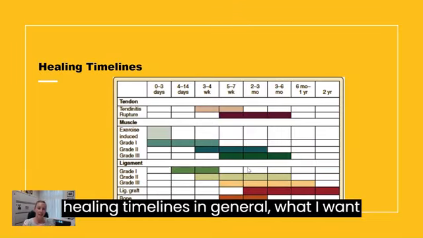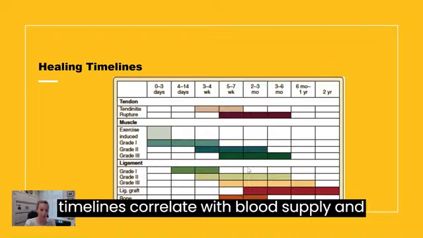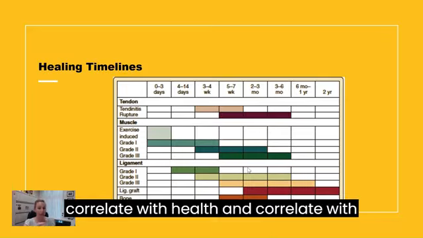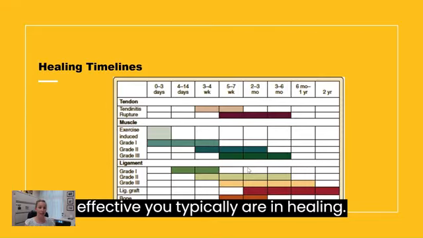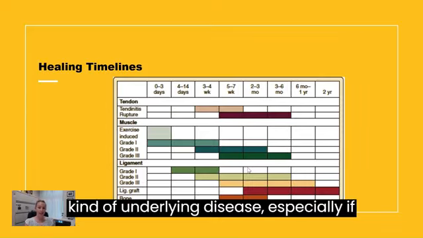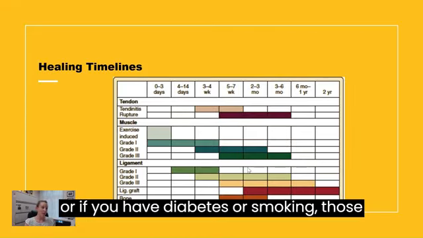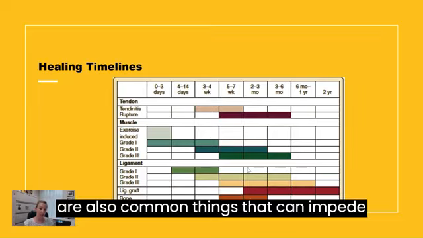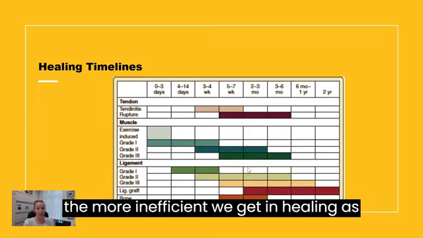When we talk about healing timelines in general, what I want to emphasize here is that healing timelines correlate with blood supply, and correlate with health, and correlate with age. So the younger you are, the more effective you typically are in healing. The healthier you are, the more effective you are in healing. If you have any kind of underlying disease, especially bone health or blood supply issues, or if you have diabetes or smoking, those are also common things that can impede healing. And the older you get, the more inefficient we get in healing as well.